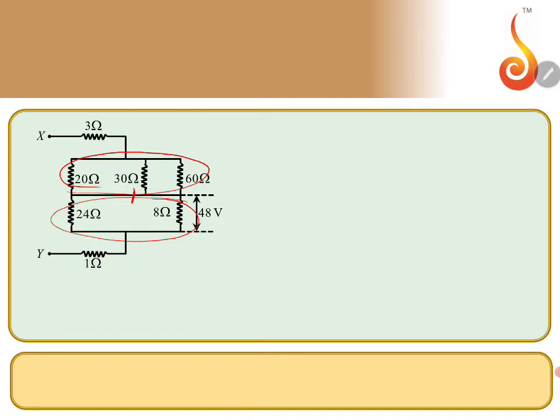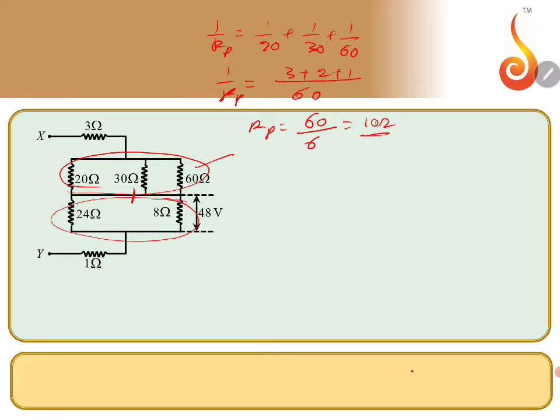Now I can write this formula, 1 by Rp. So for this particular case it is 1 by 20 plus 1 by 30 plus 1 by 60. So LCM will become 60, and 60 by 20 is 3, 60 by 30 is 2, plus 1. This is 1 by Rp. Again, Rp is equal to 60 divided by 6, which is equal to 10 ohms. So the effective resistance of this particular portion is 10 ohms.